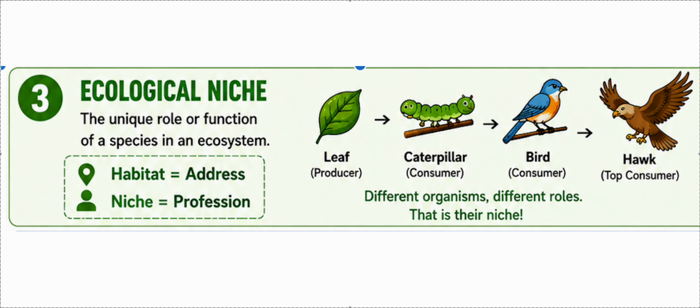Suppose two people live in Delhi. They have the same address. One is a doctor, another is a teacher, but the address is same and the profession is different. Similarly, for a lion, the habitat is forest and the niche is top predator. Earthworm: the habitat is soil and the niche is soil aeration. And bee: the habitat is garden and its niche is pollination. That is its job.